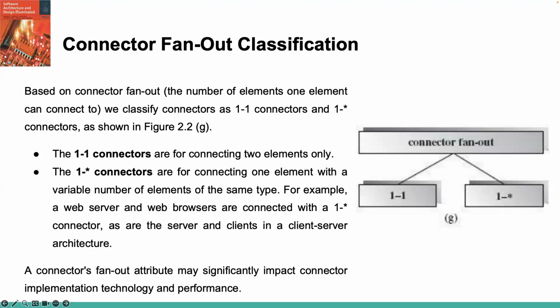Now let's look into one-to-many connectors. A one-to-many connector allows one element to connect to many other elements of the same type, like a broadcast or a server-client relationship, where a single server can serve multiple clients simultaneously. Think of a web server serving multiple web browsers at the same time. The server is one element and it can handle requests from many clients like web browsers, all connected at the same time. In software systems, one-to-many connectors are common in client-server architecture where a single server handles many clients. For example, a web server can serve many web browsers or a database server can handle requests from multiple applications.